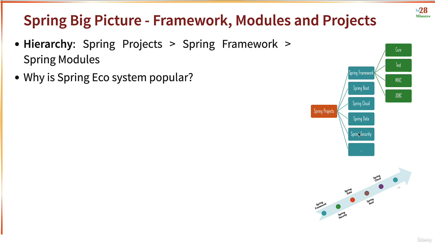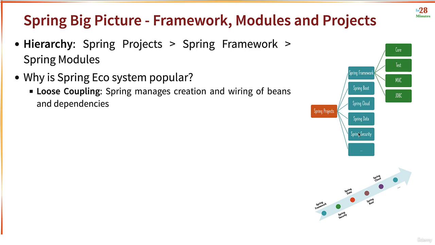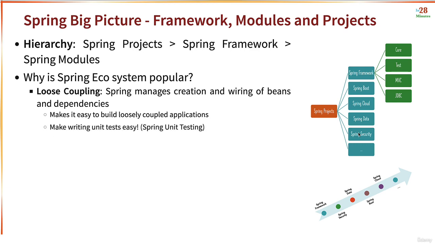How is that possible? The number one thing that Spring enables is loose coupling. Spring manages creation and wiring of beans and dependencies. It makes it really easy to build loosely coupled, maintainable applications. It also makes writing unit tests really easy.